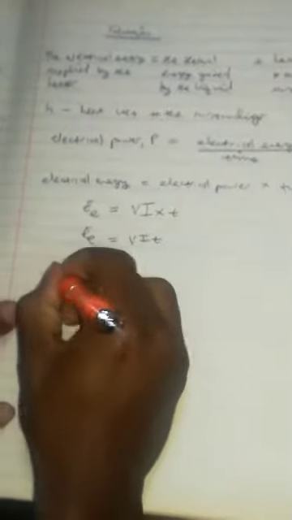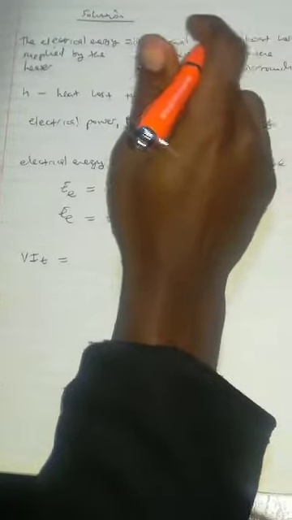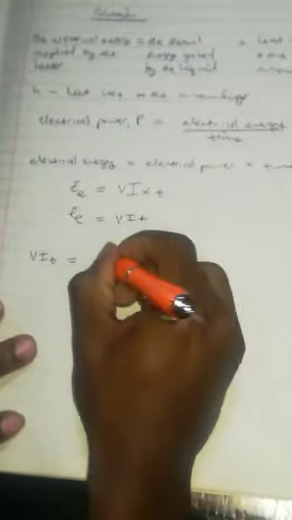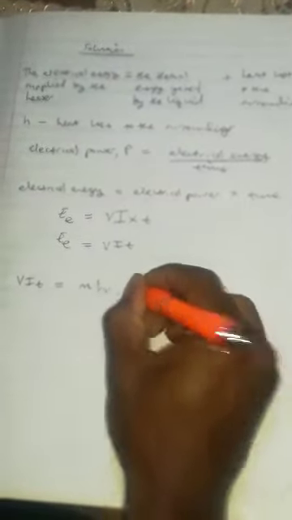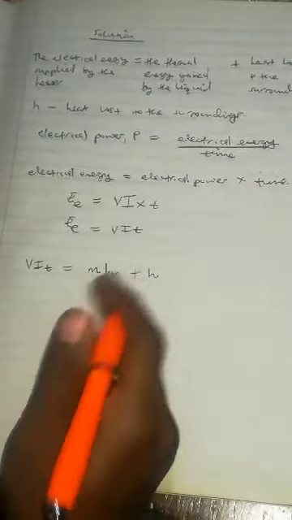I'm going to substitute this in the equation. So I have VIT equal to the thermal energy gained by the liquid. The energy gained by the liquid is given by M, the mass of the liquid, multiplied by the latent heat of vaporization of the liquid, plus the heat lost to the surroundings. Earlier I said I will show the heat loss to the surroundings by H, so plus H. So this is our equation.